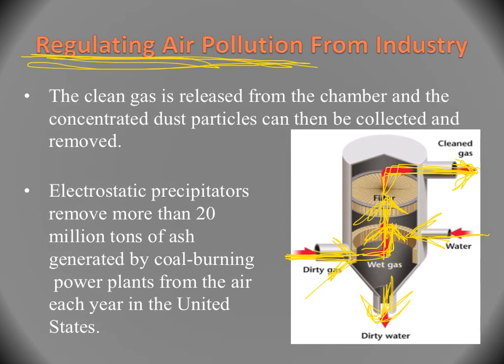These electrostatic precipitators and other types of scrubbers can take a lot of ash and other chemicals out of the air, and then we can collect them and remove them and do with them what we will.